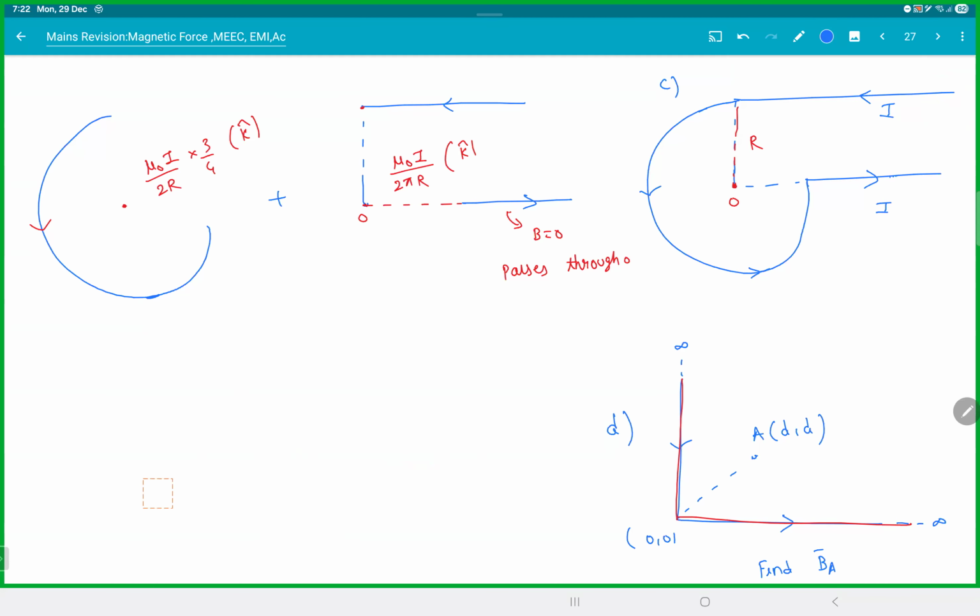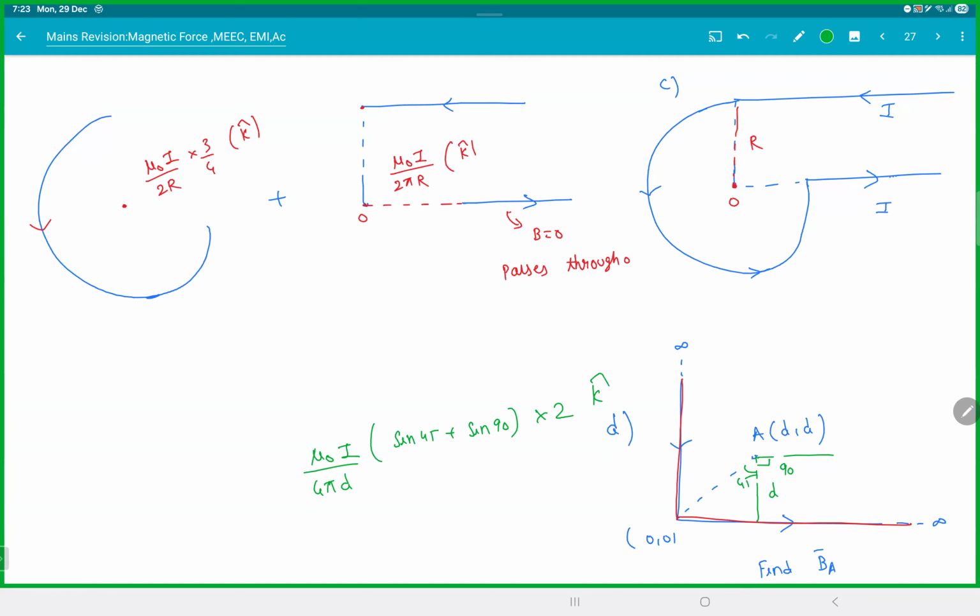What about this one? This is also something similar. When you drop a perpendicular here, this is the distance d. This angle is 90 and this angle is 45. So the formula will be mu naught I by 4 pi d, sine theta 1, that will be sine 45 plus sine 90, because there are two of them, into 2. The direction will be k cap. Clear with this?